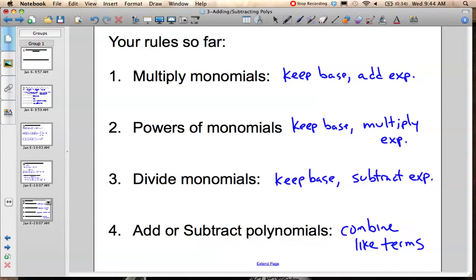Those are the rules that we've done for the previous few lessons. Again, the new one today is this last one. Maybe it's not so new because you're really good at it already, but we're combining like terms.